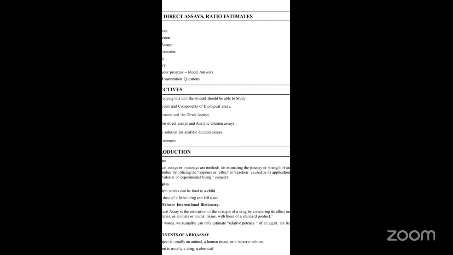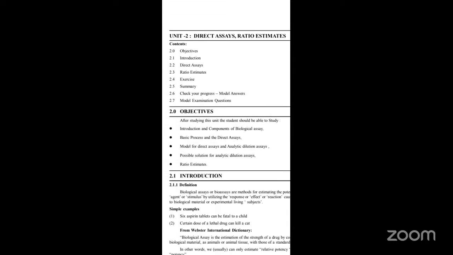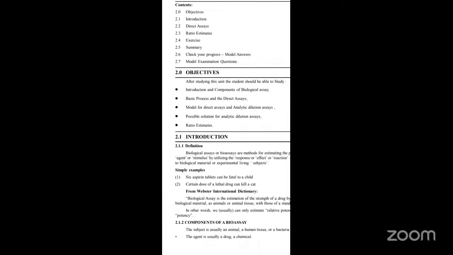Biological assays are methods for estimating the potency or strength of an agent or stimulus by utilizing the response or effect or reaction caused by its application to biological material or experimental living subjects. Six aspirin tablets can be fatal to a child. A certain dose of a lethal drug can kill a cat. So these are some examples.